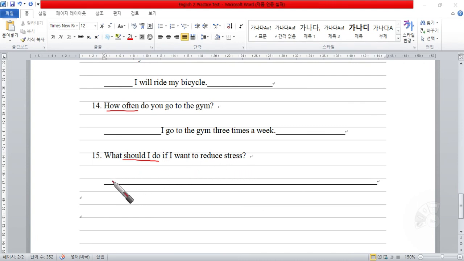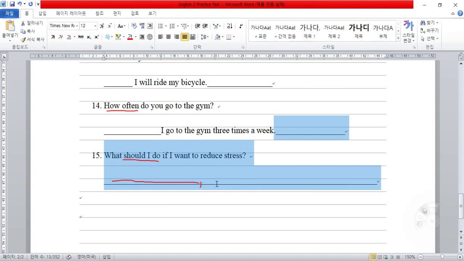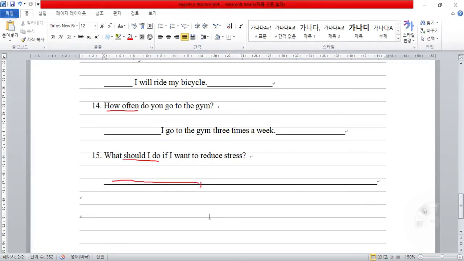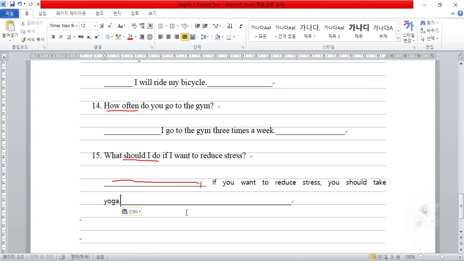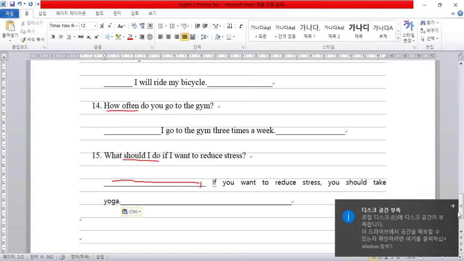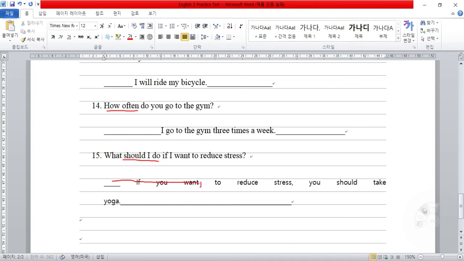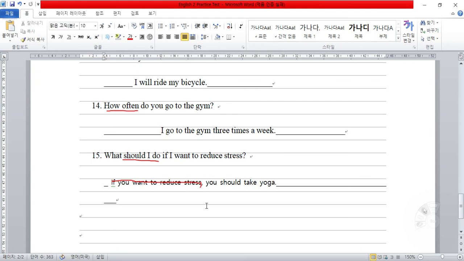So what should I do if I want to reduce stress? If you want to reduce stress, what should you do? If you want to reduce stress, you should take yoga. As I said before, if you don't want to include this, you can just simply take away this whole if clause. What should I do if I want to reduce stress? You should take yoga. So that's a good answer right there.